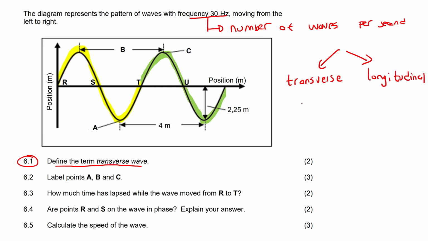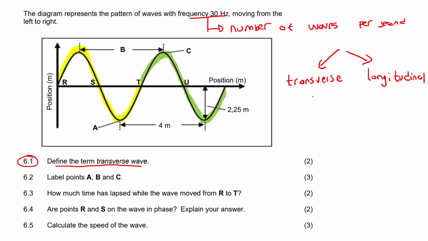With transverse waves, it's like the Mexican wave when you're at a sports stadium. If you've been part of that, you know that the wave moves round and round. But what are the people doing? The people are not moving round and round. They're moving up and down.